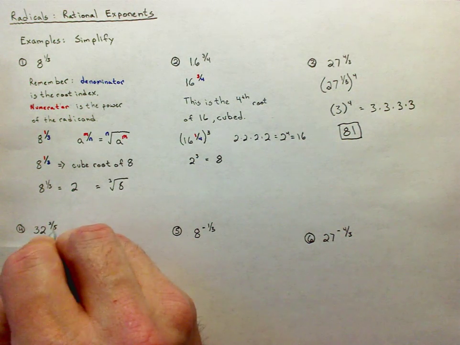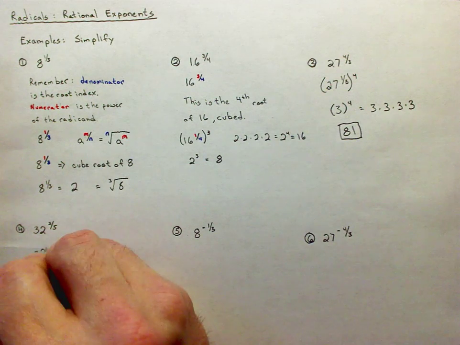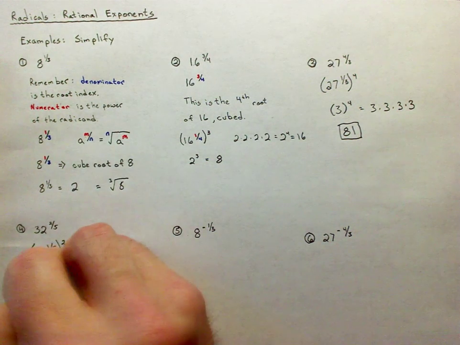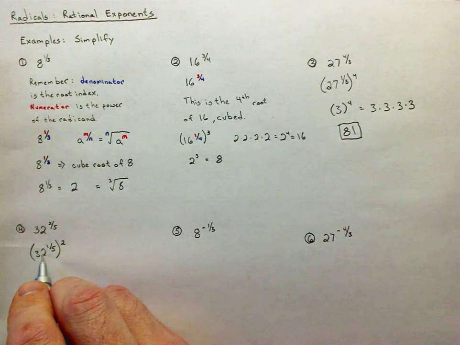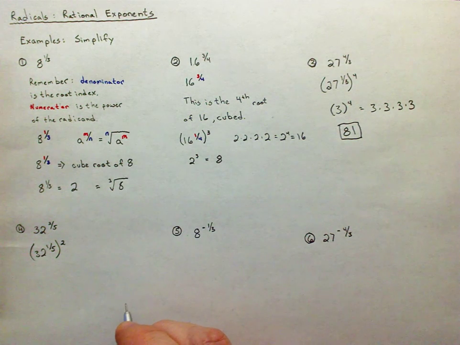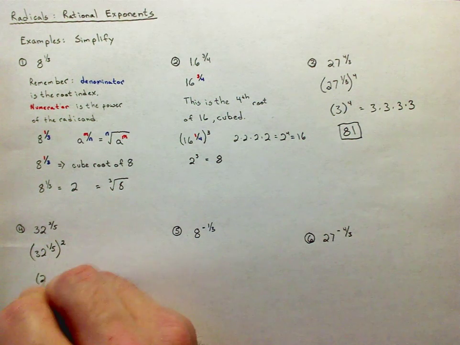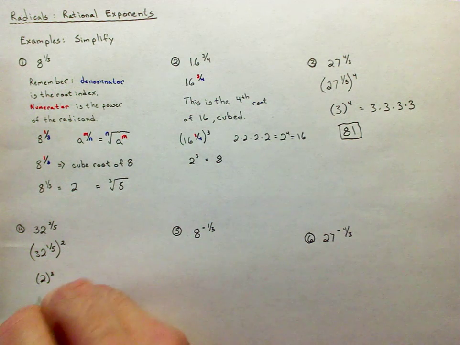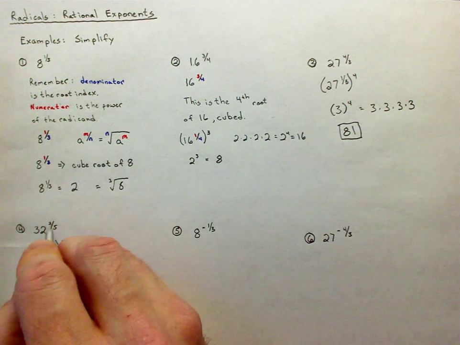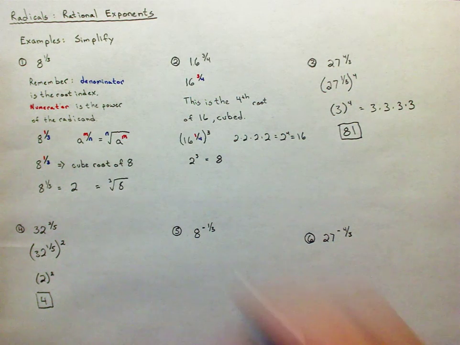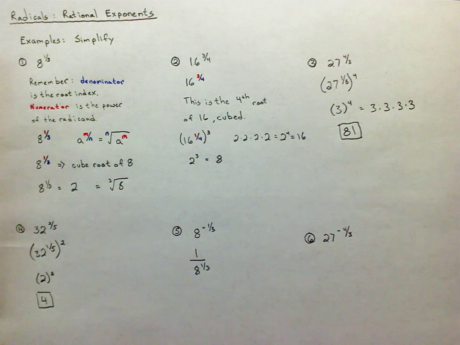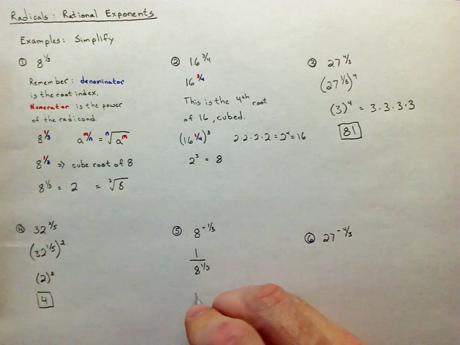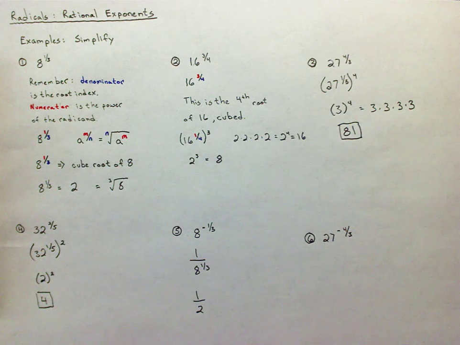Okay, 32 to the 2/5. Well, I will rewrite this. That's 32 to the 1/5 power, and then all of this squared. What number can I multiply by itself 5 times to get 32? It's 2. So what I end up with is 2 squared. 2 squared is 4. So 32 to the 2/5 power equals 4. 8 to the negative 1/3. Hopefully you remember your exponent rules. That turns into 1 over 8 to the 1/3. 1/3 is the same as a cube root. 8 to the 1/3 power is 2.